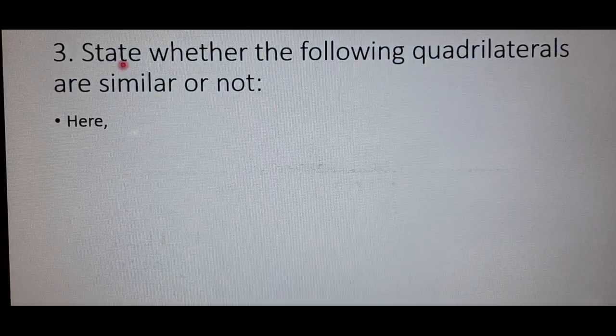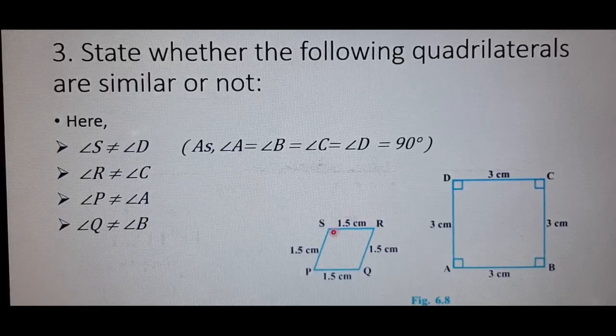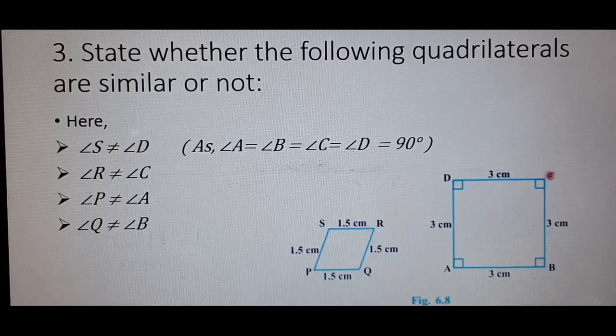So let's do the third question and the last question of this exercise. State whether the quadrilaterals are similar or not. So two figures have been shown to us and we have to see whether these are similar or not. See, if we look at the figure, we can see these are not similar because we have already discussed their angles should be equal, and here we can see their angles are not equal. So how we will write it? We have to see the corresponding angles. Angle S is not equal to angle D, angle R is not equal to angle C, angle Q is not equal to angle B, angle P is not equal to angle A.